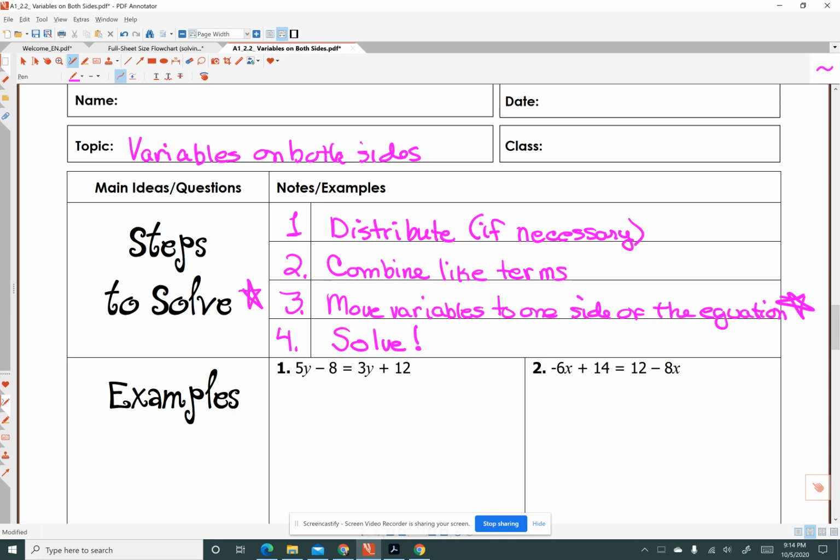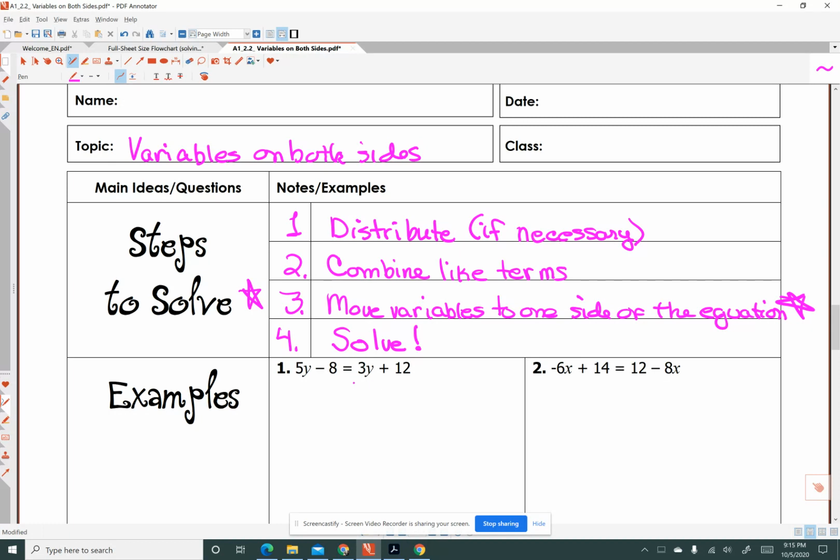We have 5y minus 8 equals 3y plus 12. So I generally will move the lesser variable over to the greater variable. There are times when I might not want to do that, but in general, this equation can be solved by moving 5y to the right or 3y to the left. Either way, you will get to the correct answer. I just like to keep my variables positive if I can, so I don't have to divide by -1 at the end of the day.